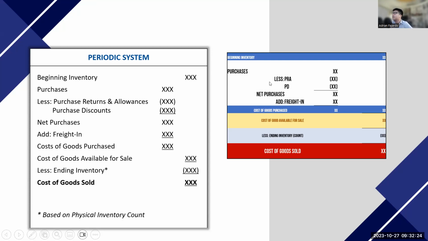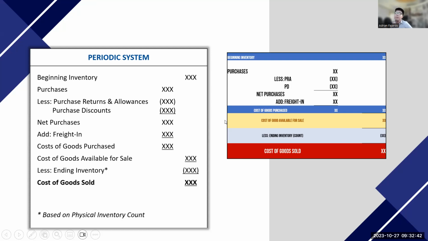So technically, step 1, know your beginning inventory. Step 2, calculate for your cost of goods purchased. Step 3, calculate for your cost of goods available for sale. Step 4, subtract your ending inventory so that at the end, you will get your cost of goods sold.